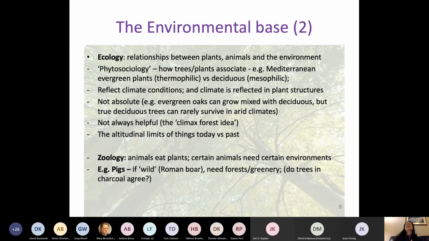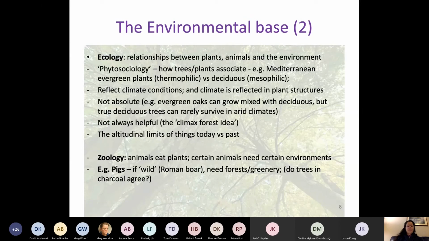So besides plants reflecting the climate, it is also reflected in plant structures. For example, in evergreen trees you have waxier leaves, stronger cellular structures, and I guess things that resist the heat and resist breaking under the lack of water or a sudden surge of it.